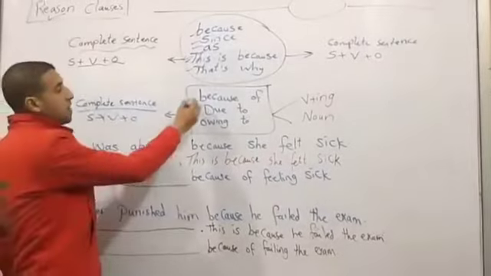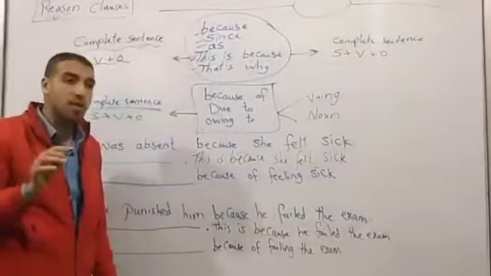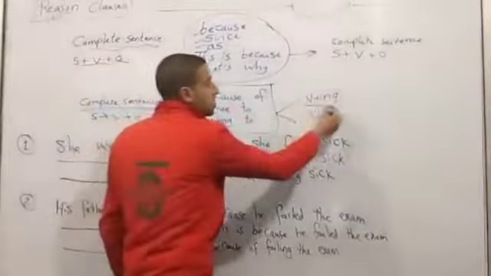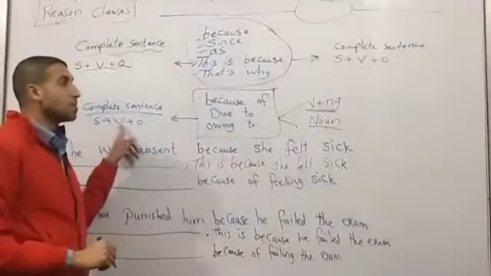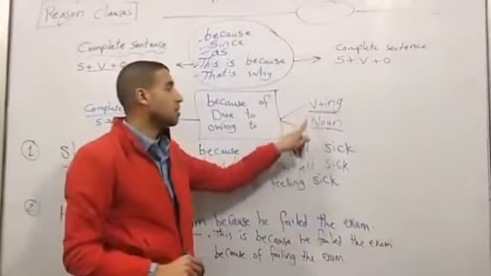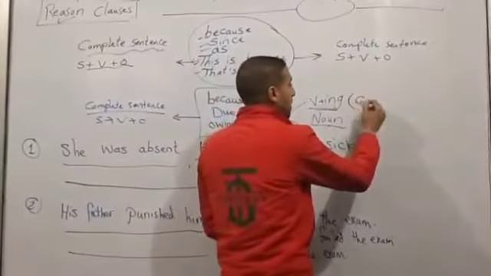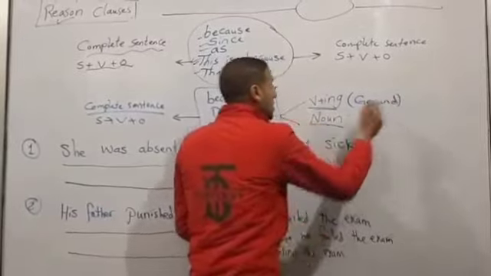We have some other connectors that have the same meaning to show the reason, but they are different in usage. Why? Because they are preceded by a complete sentence, but they are followed by a gerund or noun. The gerund is the verb in the base form plus ing.